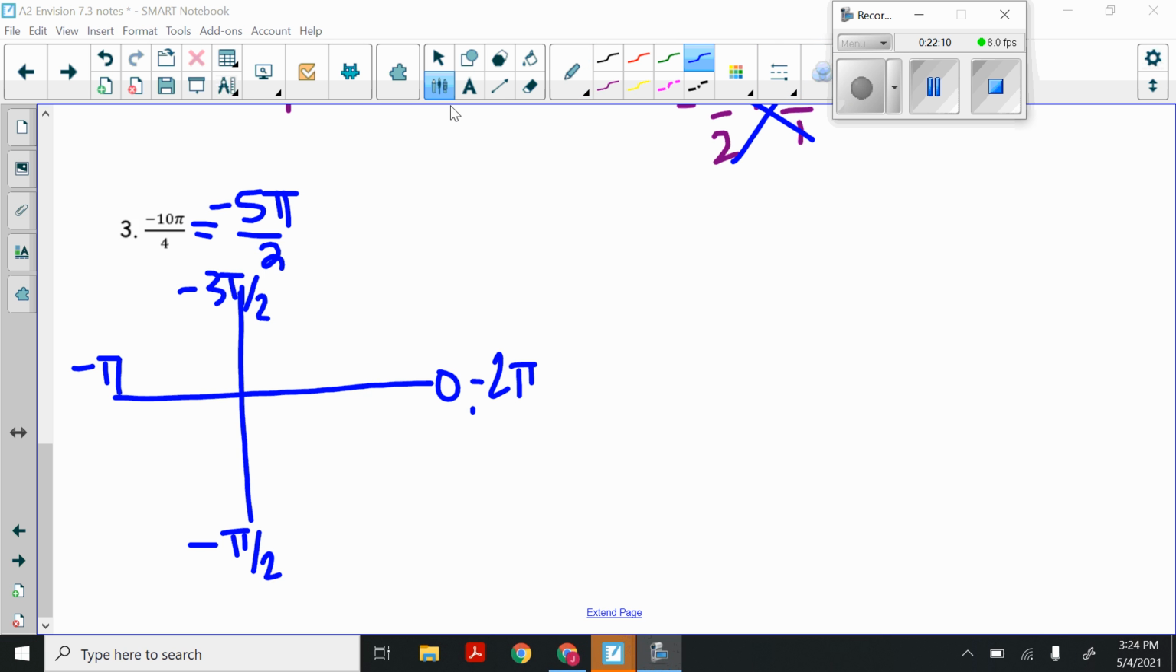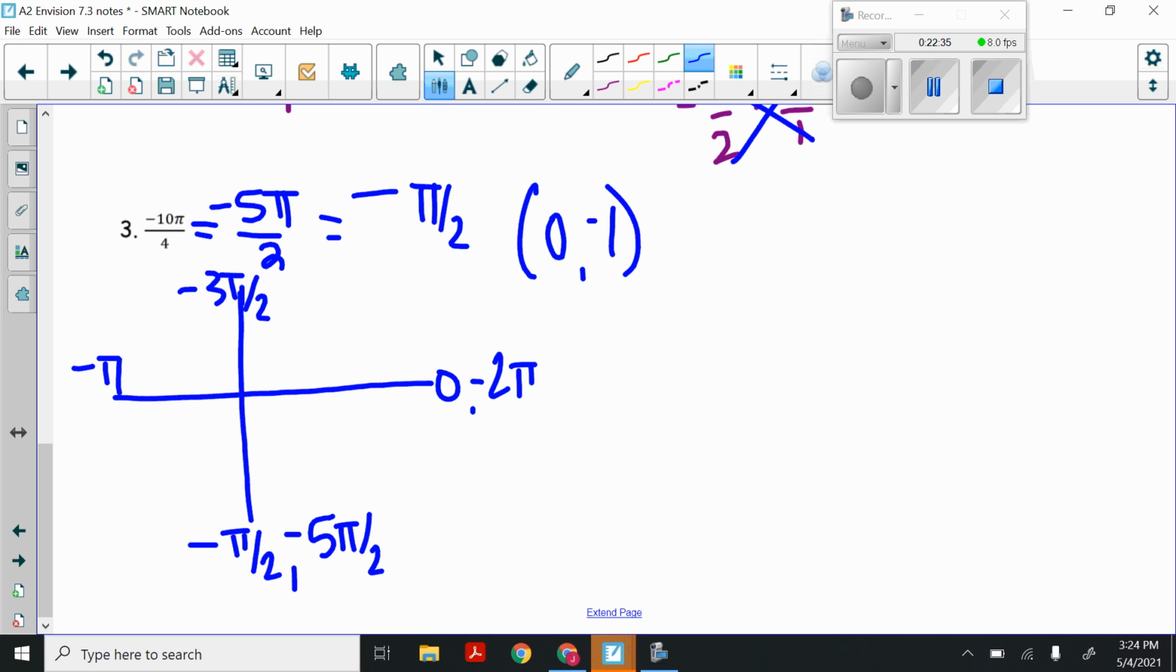I have to keep going to get negative 5 pi over 2. This is greater than 360, right? So this is negative pi over 2, negative 2 pi over 2, negative 3 pi over 2, negative 4 pi over 2, negative 5 pi over 2. So this is also negative 5 pi over 2. So it's the same thing as negative pi over 2. So that point down there is the point 0, negative 1.